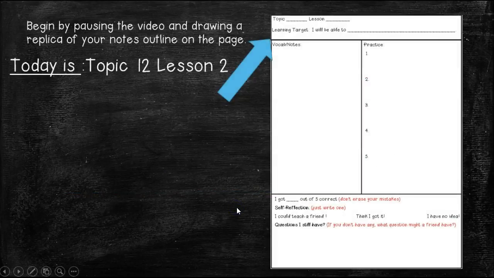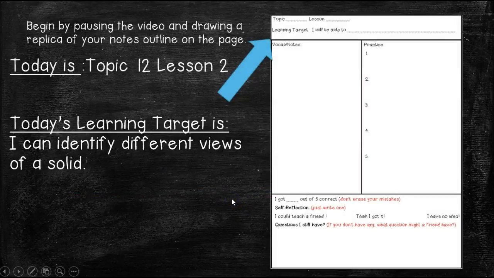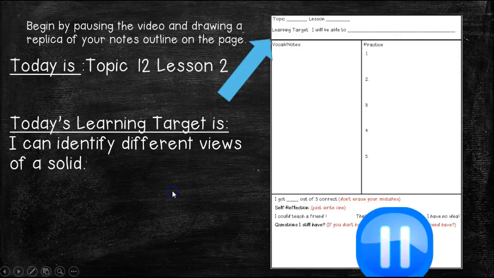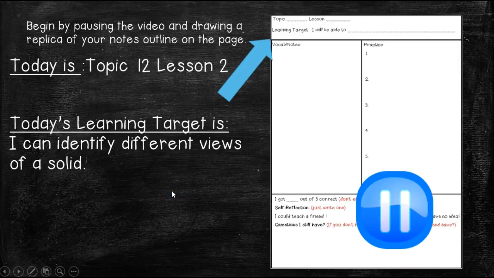We're going to be talking about topic 12, lesson 2, and today's learning target is: I can identify different views of a solid. Go ahead and pause the video now and make sure you write in the topic, lesson, and the learning target.